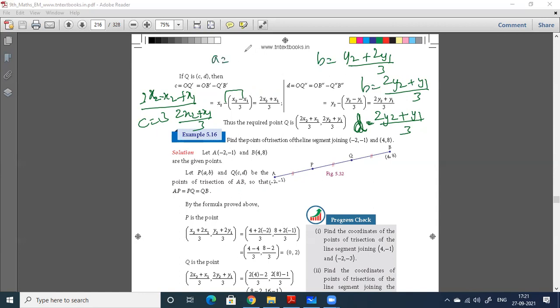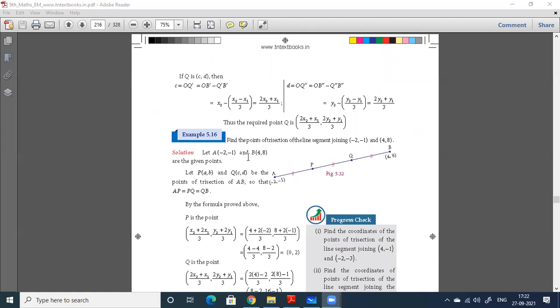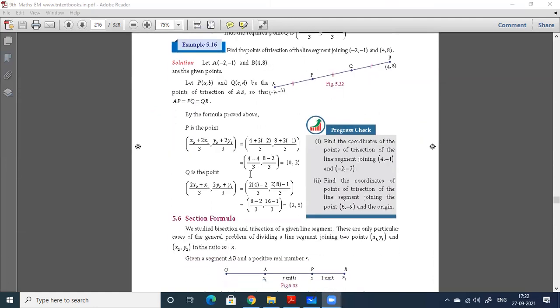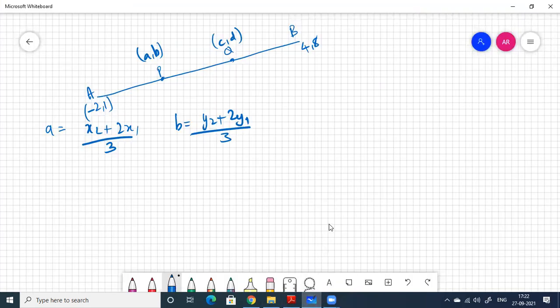In the same way, point A is equal to (x2 plus 2x1) by 3. That is how you should remember. But point C you should remember as (2x2 plus x1) by 3. Now when we go to the general form of it, it will become very easy. Let us do this sum now, and we will understand how to apply the formula easily.